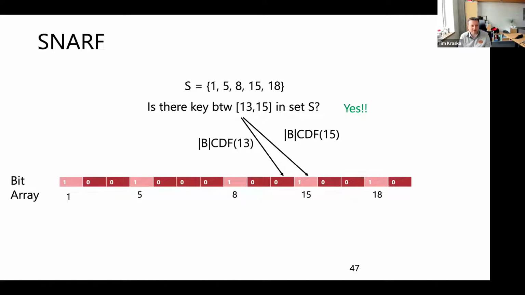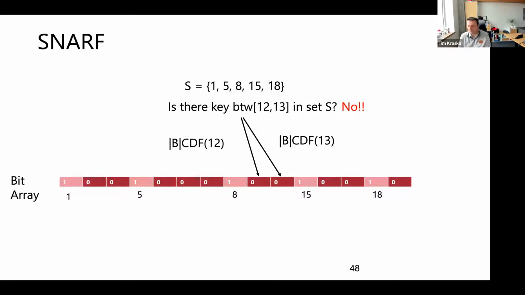So now if a range comes in, is there anything between 13 and 15? What you do is use the same CDF model, which points you to two places in the bit array. And then if any bit is set in between, you know that there's potentially a key there which matches. If there's no bit set, then you're guaranteed there shouldn't be one, under the assumption, of course, that the model is monotonic. That's a very important assumption here. So you need a monotonic model.